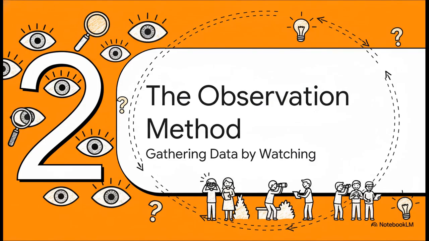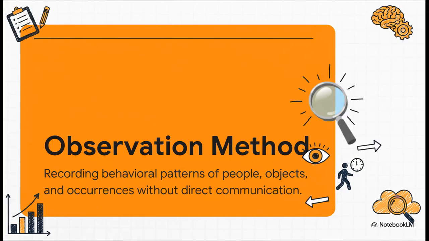So, let's explore one of the most direct ways to gather that fresh primary data, the observation method. This is all about learning not by asking questions, but by just watching. Now, the official definition here is key. It's a systematic process. So this isn't just casual people watching at a coffee shop. It's a carefully planned recording of what's happening. And the most important part, without communicating. The whole point is to see what people actually do, not what they tell you they do.